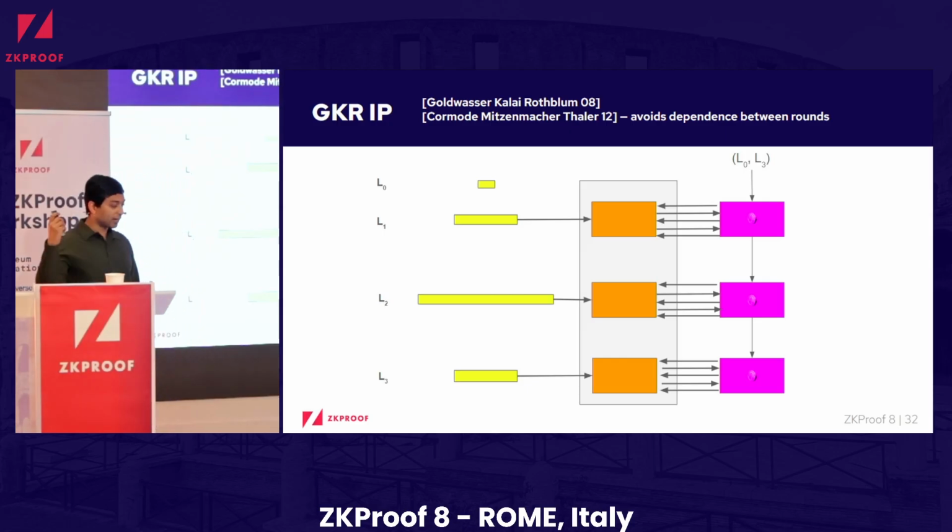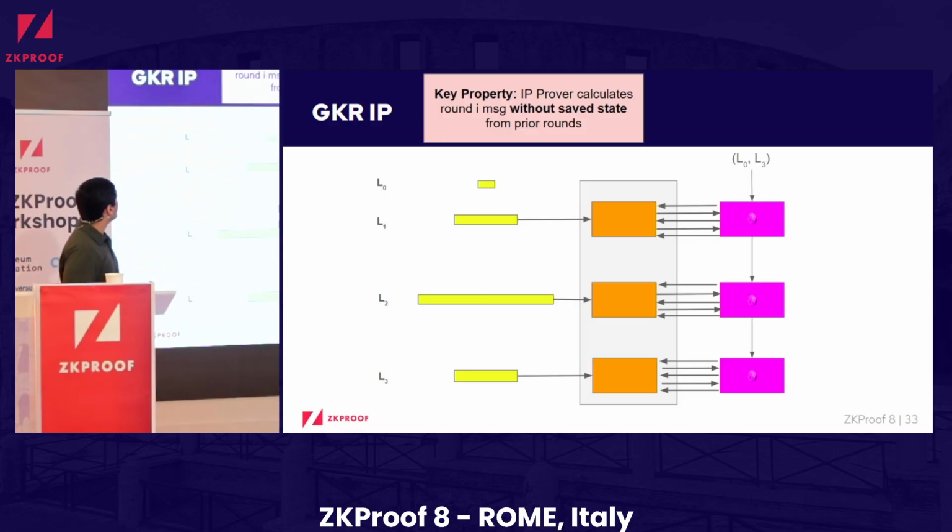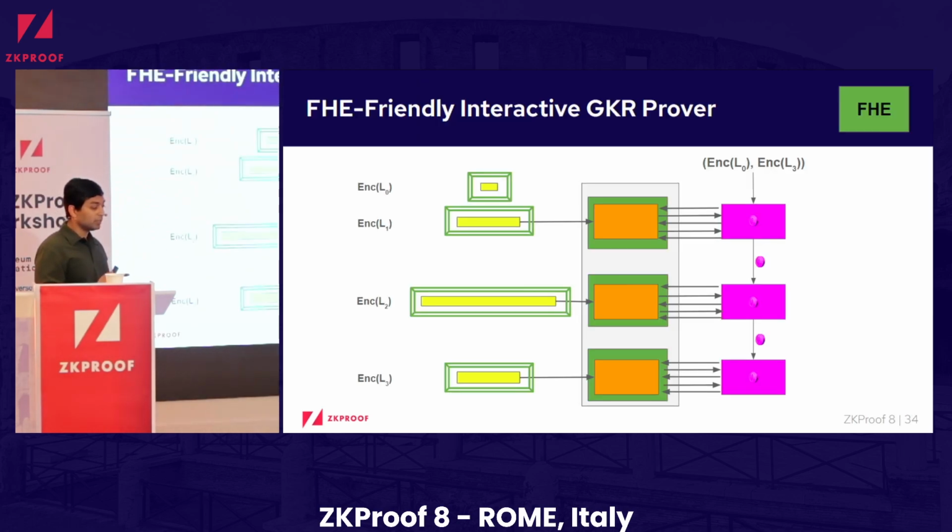OK, so zooming back out, how does the GKR interactive proof work? Well, we have a layered circuit, and then we invoke a layer reduction subprotocol that's interactive multiple times. And thanks to CMT12, we have this algorithm that avoids dependence between rounds. So the prover calculates the round I message without any saved state from round I minus 1 in particular. So this becomes very FHE friendly, right?